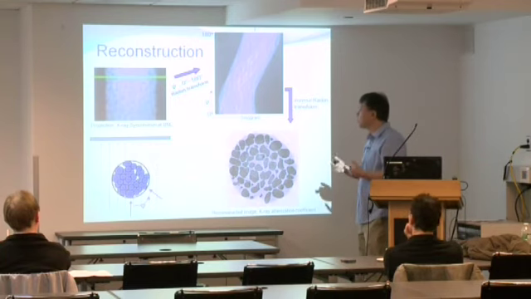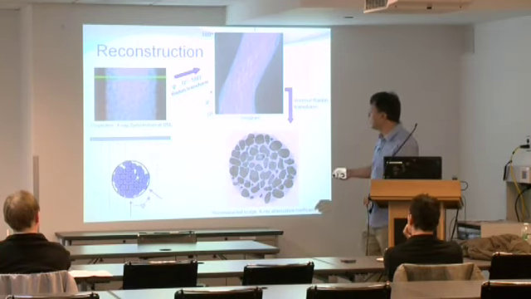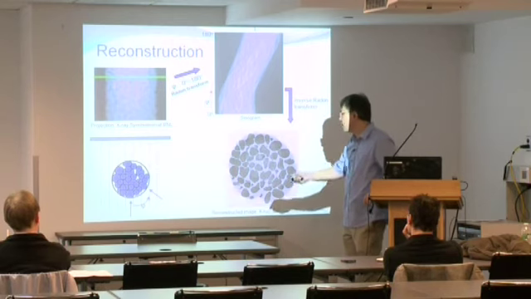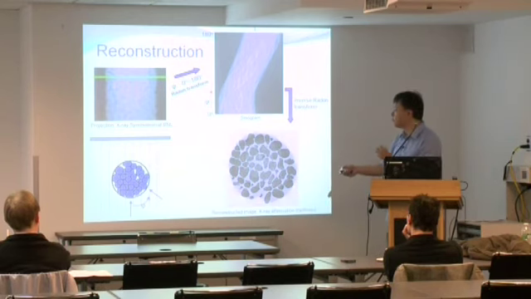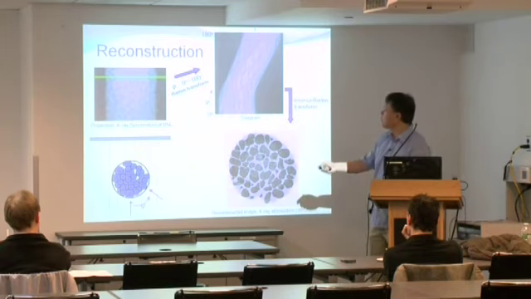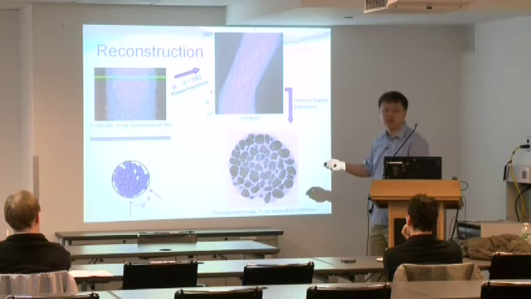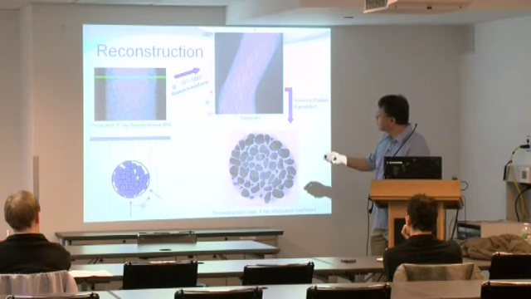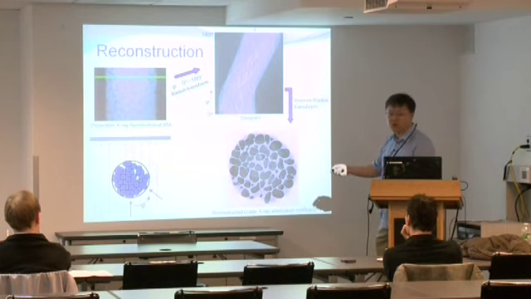Reconstruction is the process to obtain the X-ray CT image. This is a cylindrical rock sample, and then X-ray is transmitted in this direction. Then we have this X-ray image. And then we produce this X-ray image at many different angles from 0 to 180 degrees.